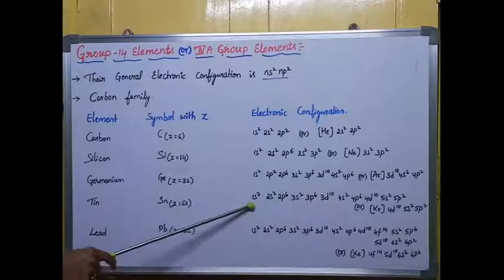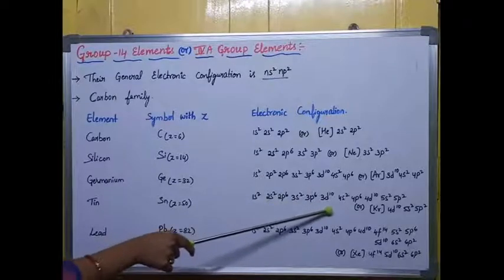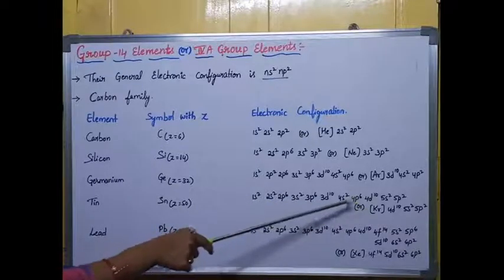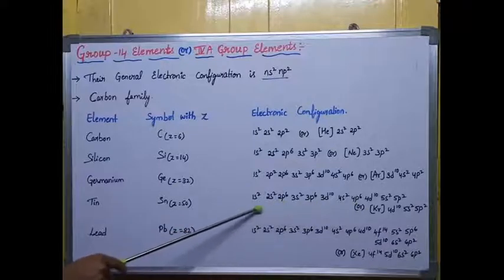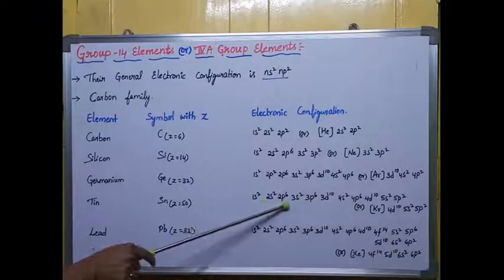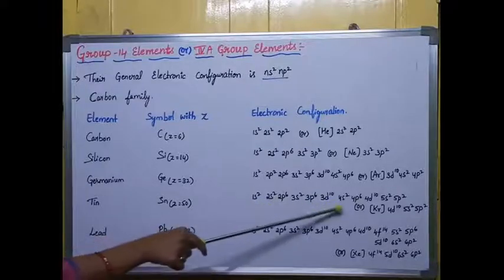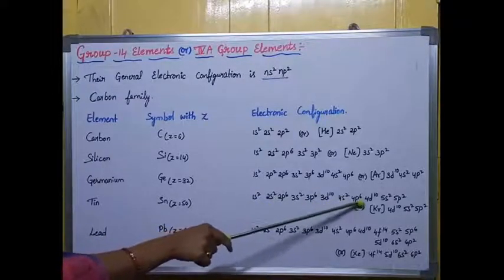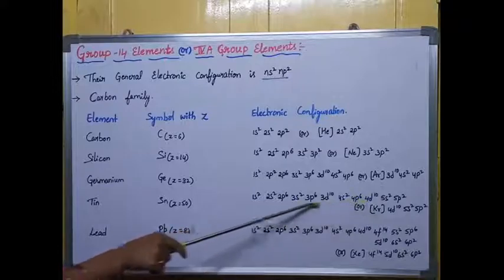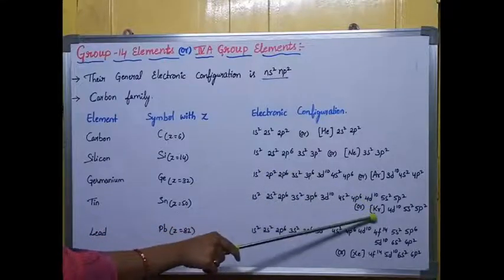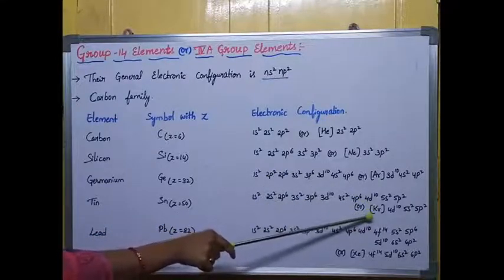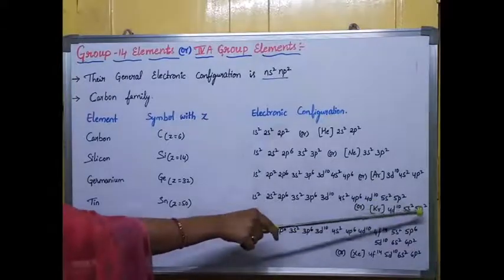So we can write 36 in place of all these orbitals. Up to 4p6, we are getting 36 electrons. So it is replaced with krypton, atomic number 36, then 4d10, 5s2, 5p2.